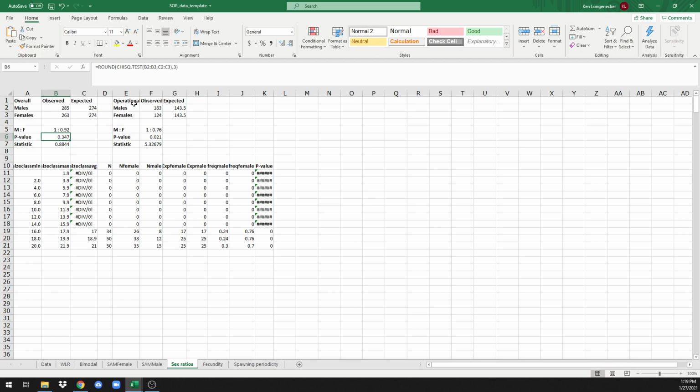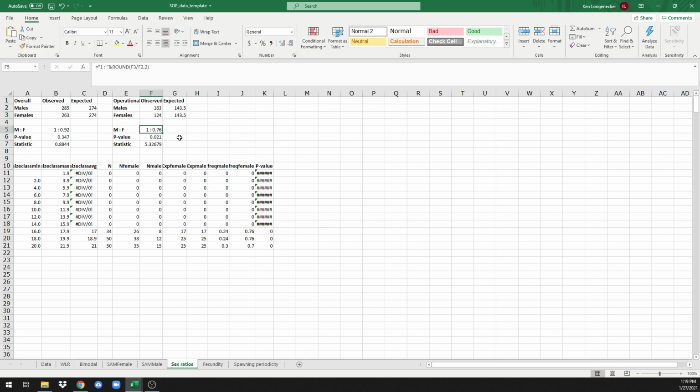Another sex ratio that's automatically calculated for you is the operational sex ratio. This one's different because it's looking at the sex ratio of only mature individuals. Overall sex ratio looked at all individuals. This one's looking at only mature individuals. So now we're looking at the number of mature males versus the number of mature females. And if this was a one-to-one ratio, we would have expected 143.5 of each sex.